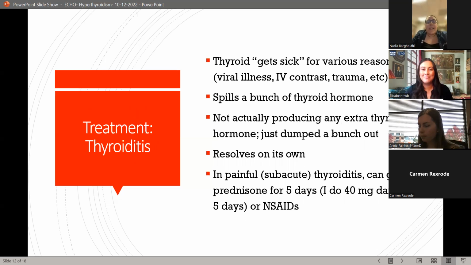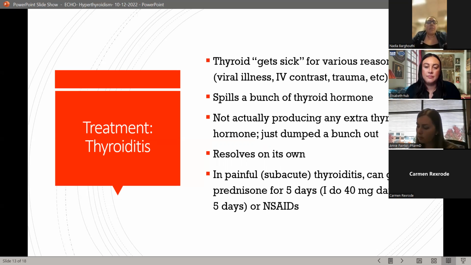So thyroiditis is where the thyroid gets sick and it just throws up a bunch of thyroid hormone. IV contrast has a lot of iodine in it, and thyroid uses iodine to make thyroid hormones. So that's why some people get thyroiditis after that. Viral illness, trauma, like sometimes if people have an emergent trach placed, and the thyroid gets smashed, then that can create thyroiditis. But it will resolve by itself.